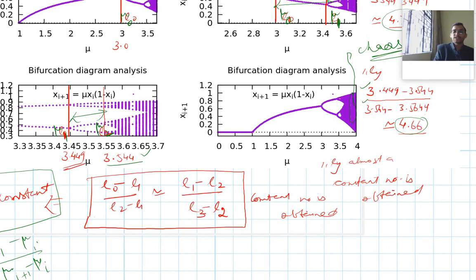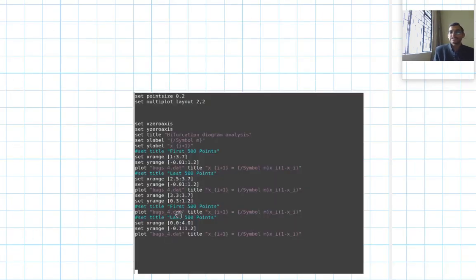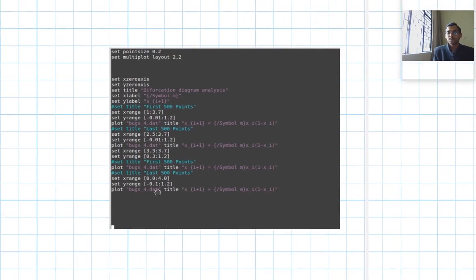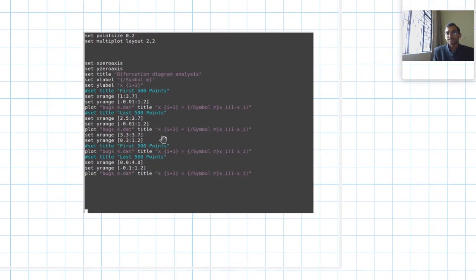This is the GNU plot script which I use to plot the data which I am getting.